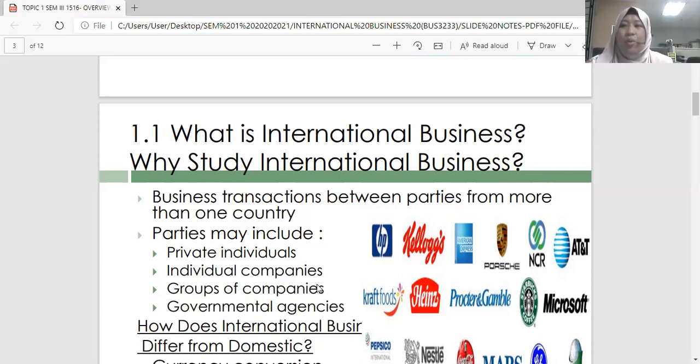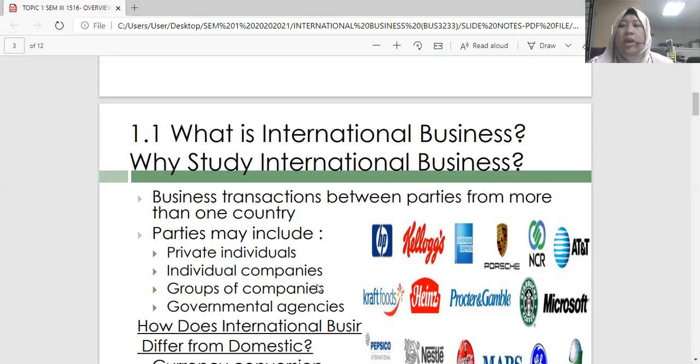I think that you already learned this term in Introduction to Business, ITB, BUS1231 class. All right, so as you can see here, the definition of international business. What is IB? Business transactions between parties from more than one country.